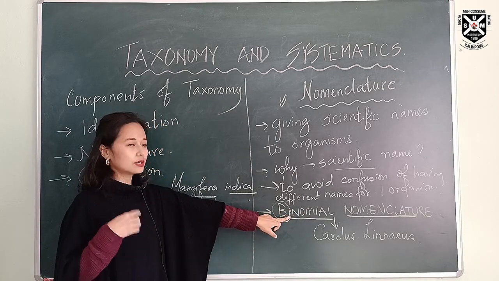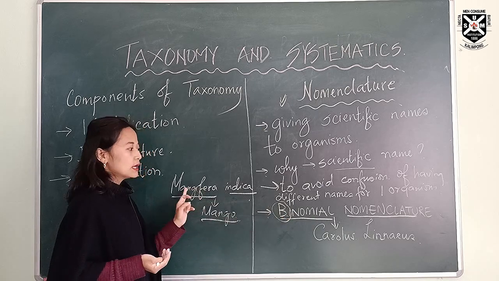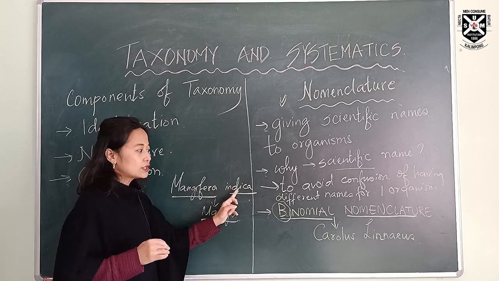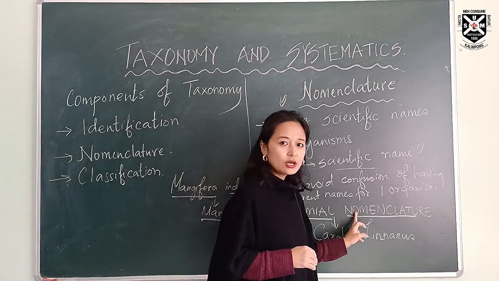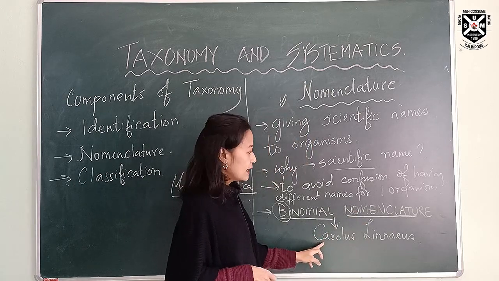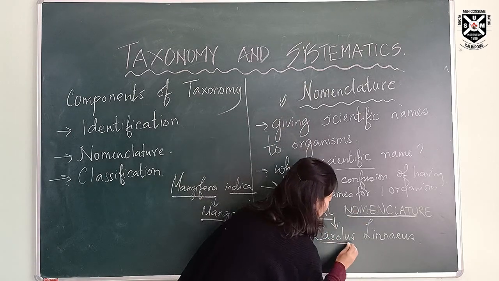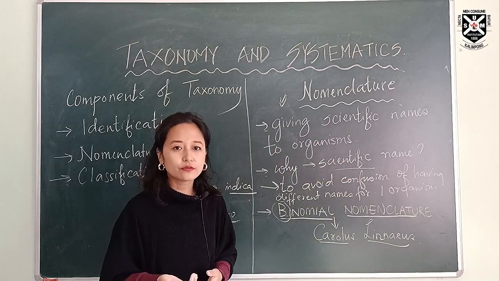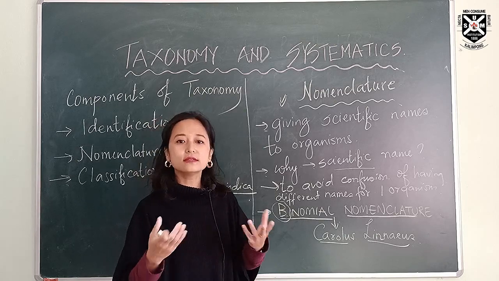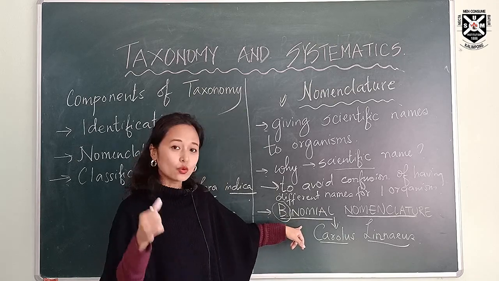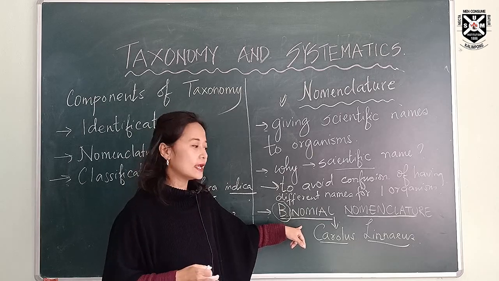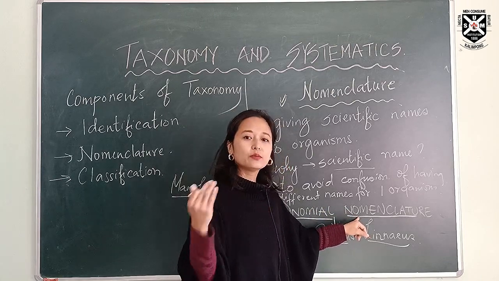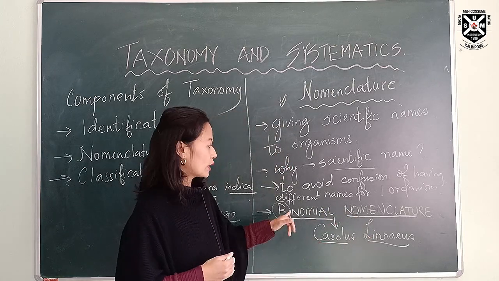In this binomial nomenclature system of naming, the scientific name consists of two parts. Bi, two names. That's why it's known as binomial nomenclature, and this was first introduced by Carolus Linnaeus. We already talked in the first class that Linnaeus is also known as the father of taxonomy because he has done extensive work in the field of taxonomy. One such important contribution of Linnaeus is the introduction of binomial nomenclature, the system of giving scientific names to organisms.